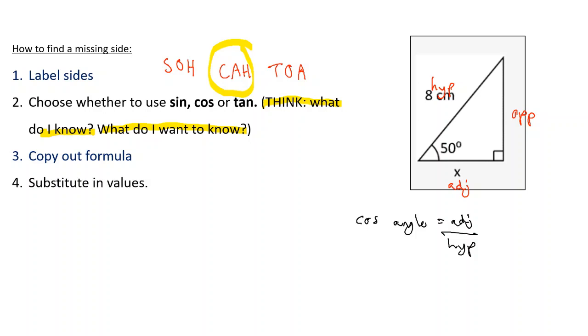Step 4, we substitute in the values from the question. So let's rewrite this out. So cos. Now instead of writing angle, I'm going to write what the angle is. The angle is 50, so it's cos 50 degrees. So cos 50 equals. Then let's have a look at our 2 sides. So our adjacent is x and our hypotenuse is 8. So my adjacent is x and my hypotenuse is 8.